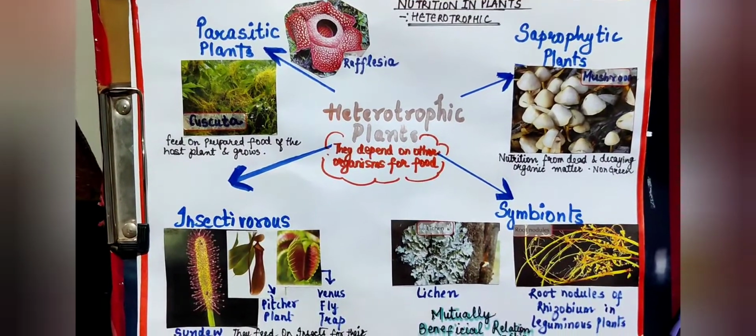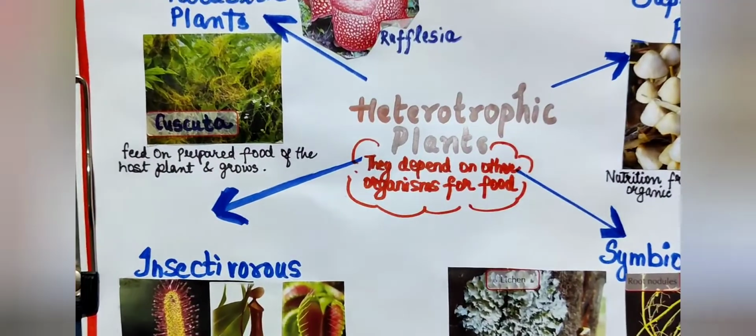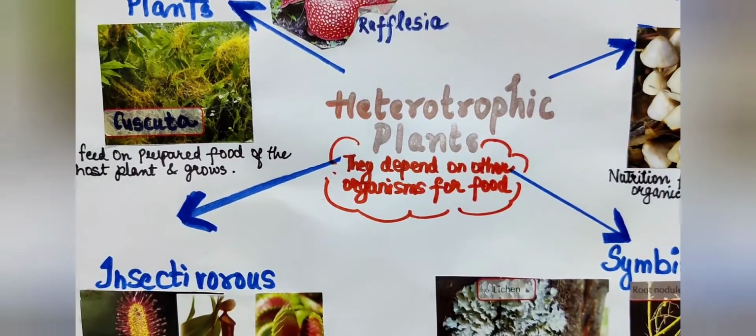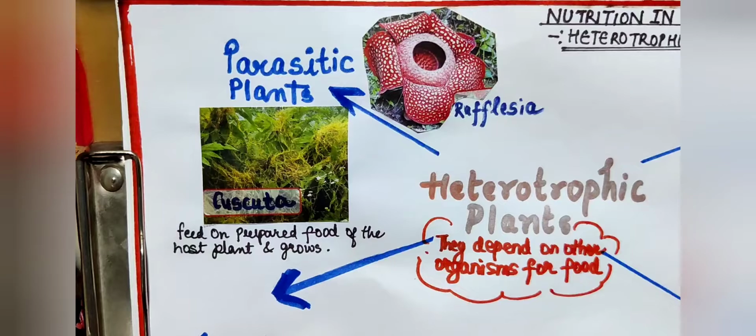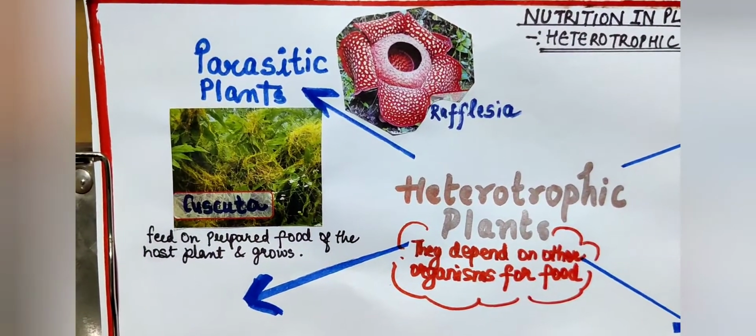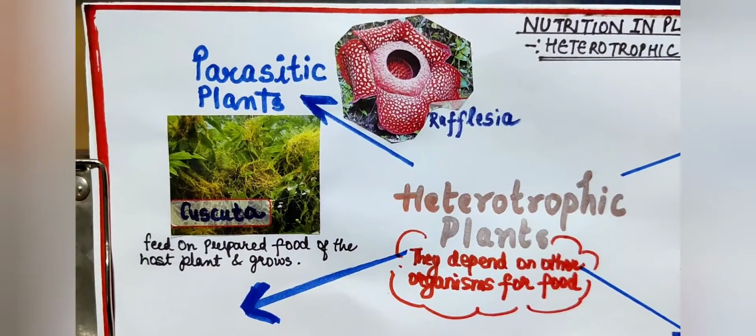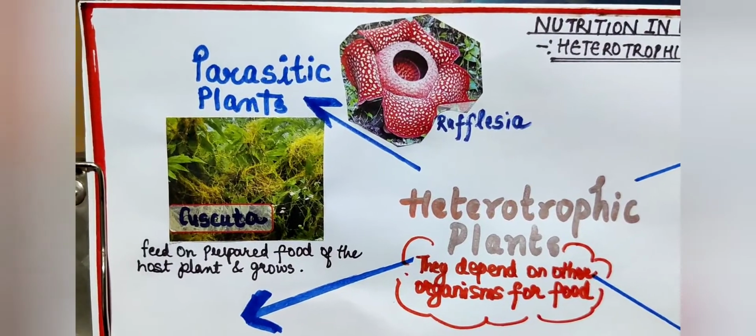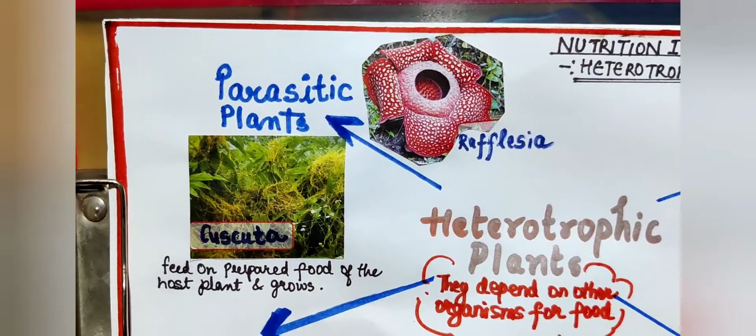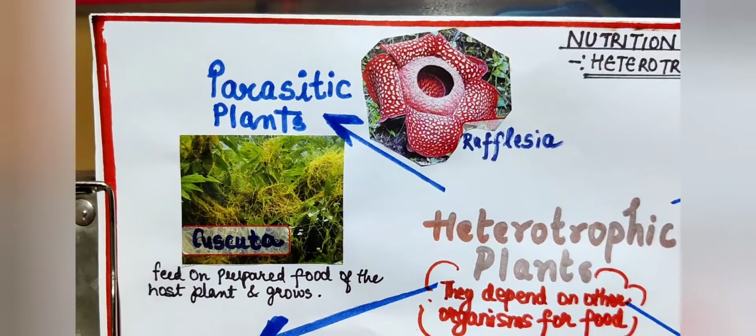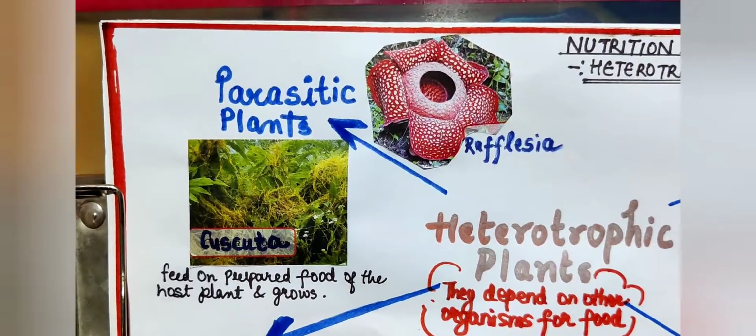The heterotrophic plants, the center is the definition. They depend on other plants for food. Then the parasitic plants, because they are depending on other plants for food completely, where the host plant dies after some time or shows stunted growth, slow growth, and the parasitic plant will grow rapidly.